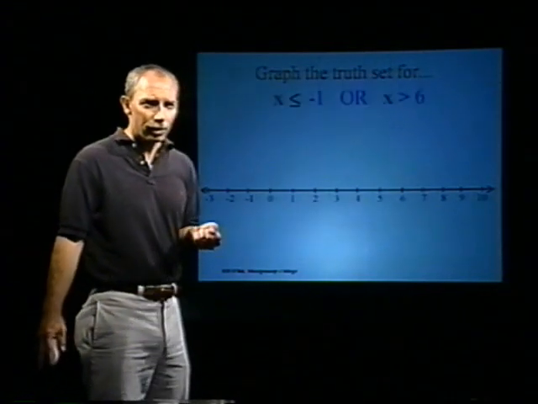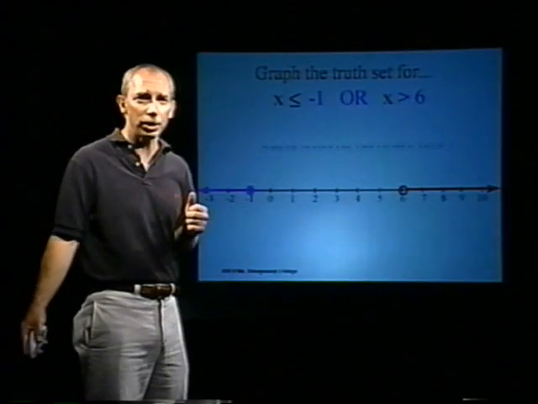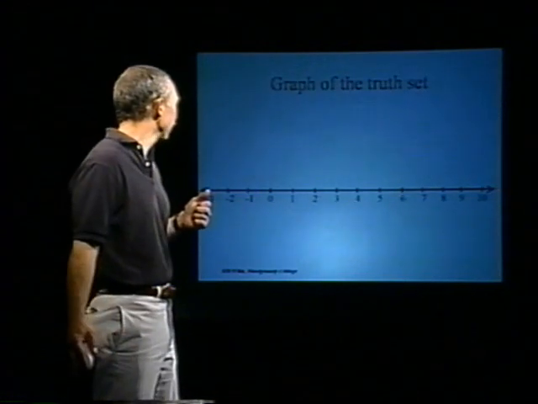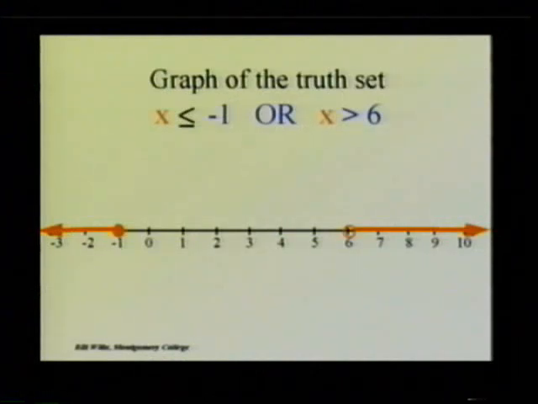Now this is not an and. It doesn't have to be in both of them in this case, as long as it's on one of them. As long as it's either smaller than or equal to -1 or bigger than 6. Now there's your x is less than or equal to -1. Note that I filled in the dot. And x is greater than 6 is going to be that one. And actually, that's going to be the answer, because as long as it's on one or the other, we're golden. So the answer to this is going to be like that.